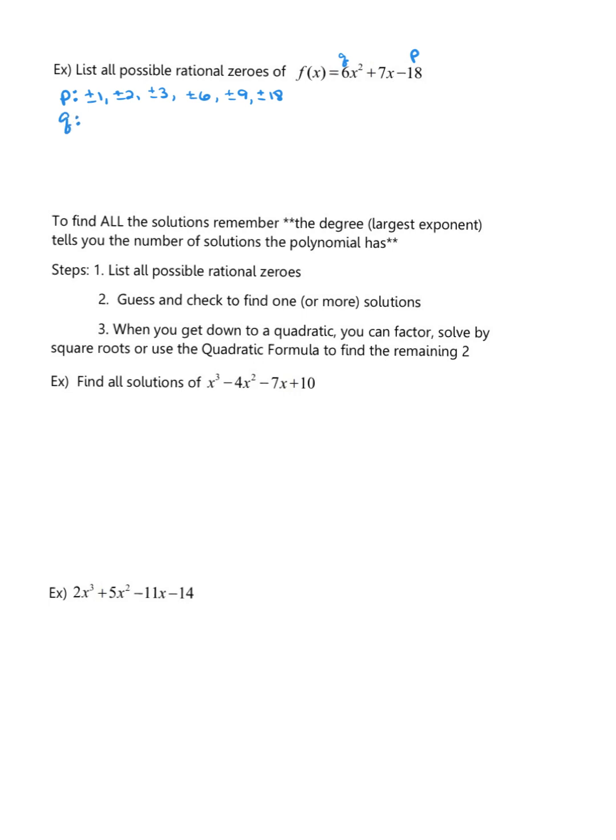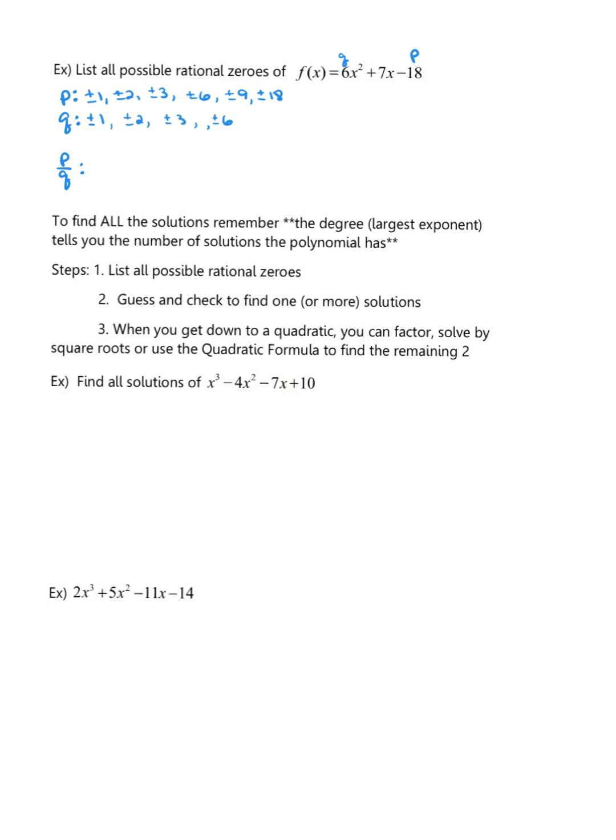And then Q is 6, so factors of 6. 1 times 6, 2 times 3. So then to find all the possible rational zeros is going to be all the combinations of p over q.